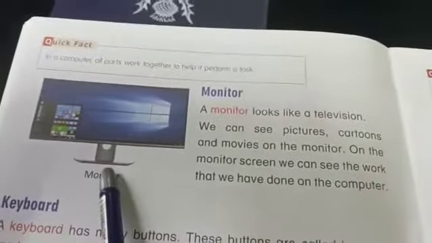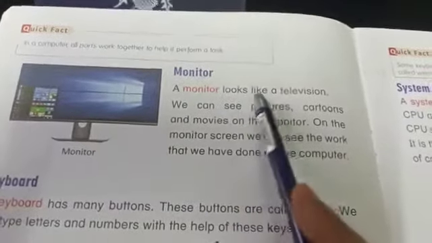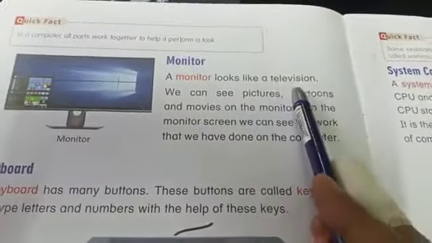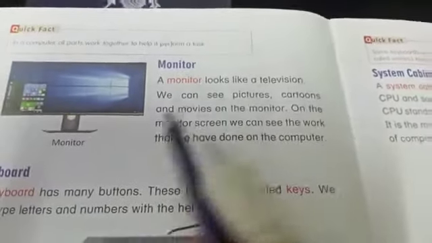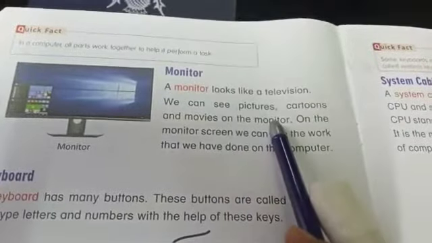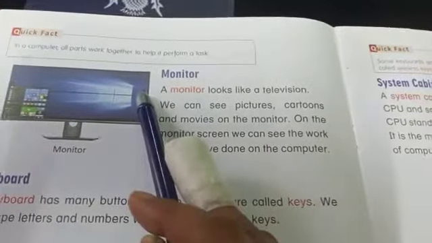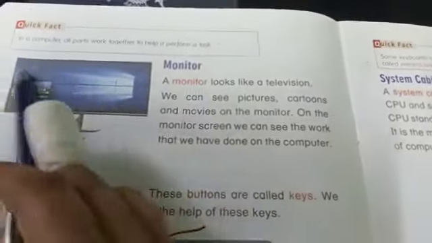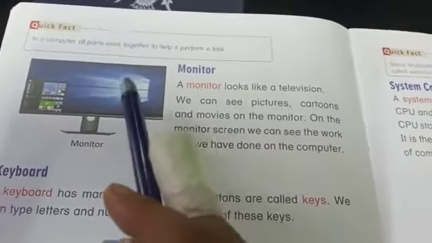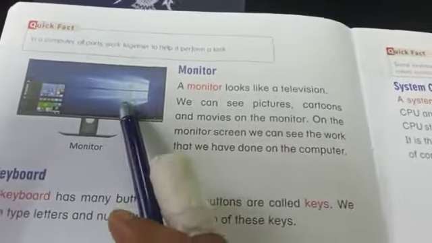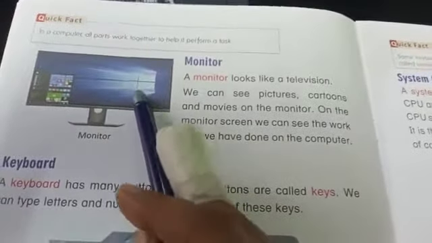First one is monitor. A monitor looks like a television. We can see pictures, cartoons and movies on the monitor. And what can we see? We can see pictures, cartoons and movies on a monitor.